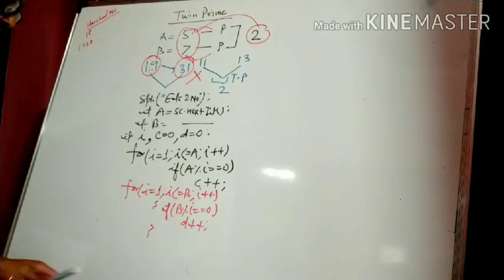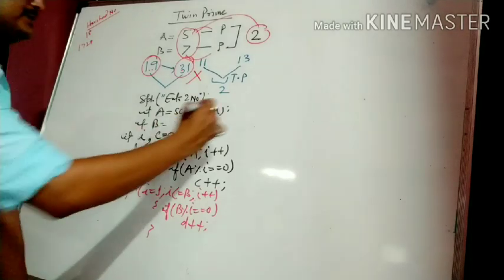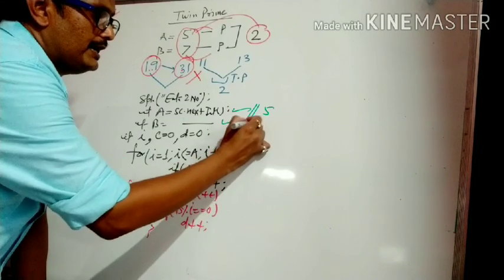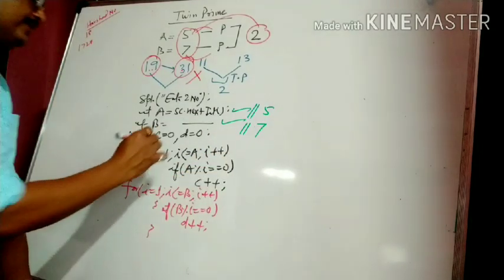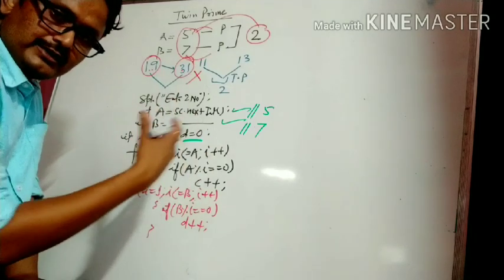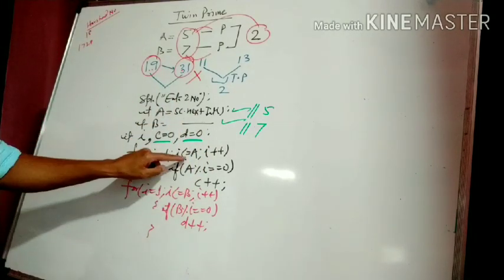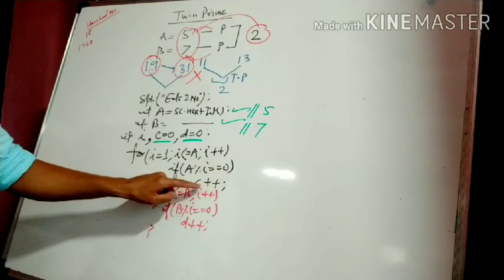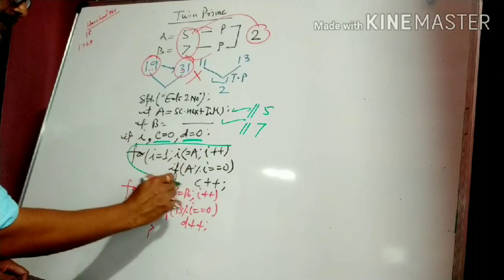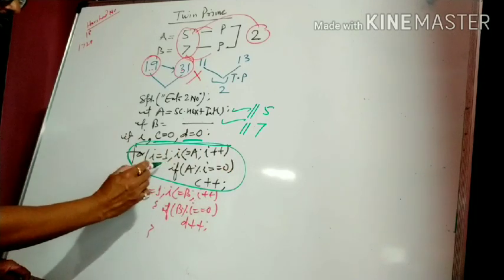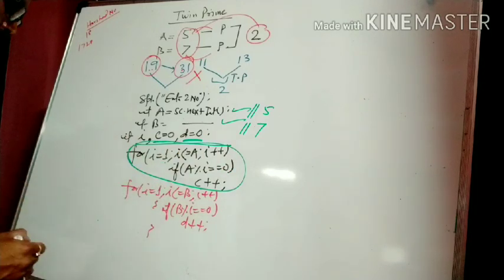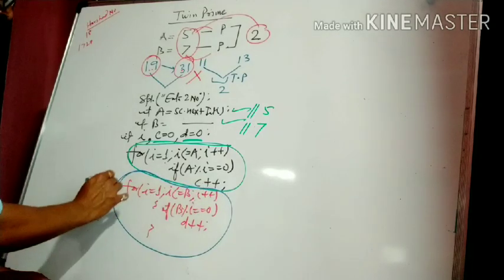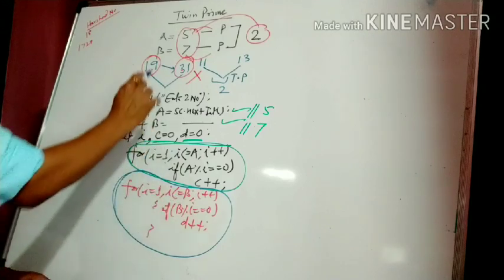Here, my dear children, I input two numbers, one is A, another is B. Suppose the value of A is 5 and B is 7. This is the way to calculate the total number of factors. I equal to 1, I less than equal to A, I plus plus. If A modulus I is equal to 0, C plus plus. This is the total factor of the first number. Here I did not use bracket, but it will execute. And this is the way to calculate the total number of factors of the second number.